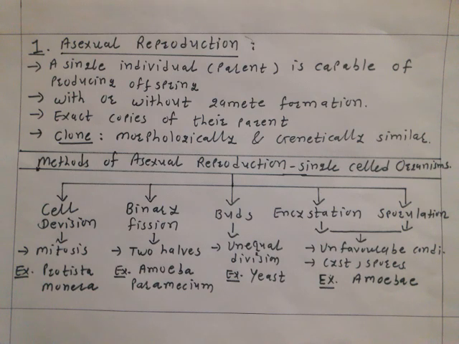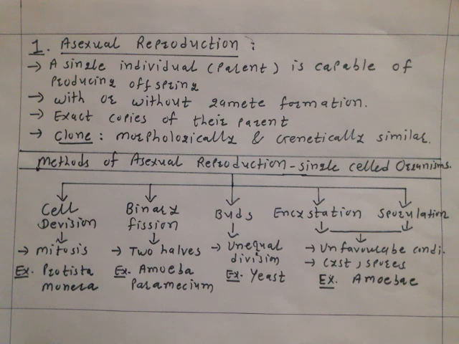The third type of asexual reproduction in single cell organisms is formation of buds. How are buds formed? Actually, they are an outgrowth of cell division. Here, the cell divides unequally. Unequal cell division is observed. It grows, and in favorable conditions, these buds get separated from their parent body and a new organism is formed. This method is very common in yeast.